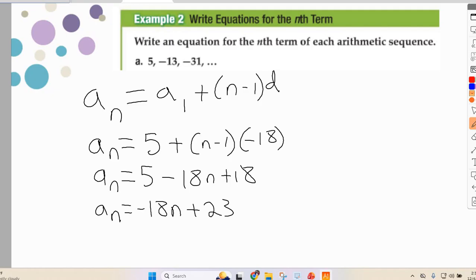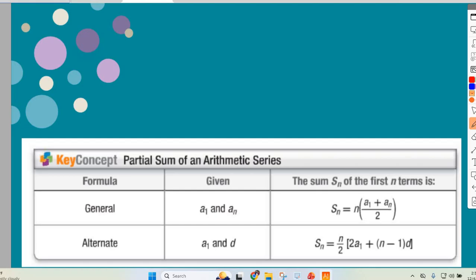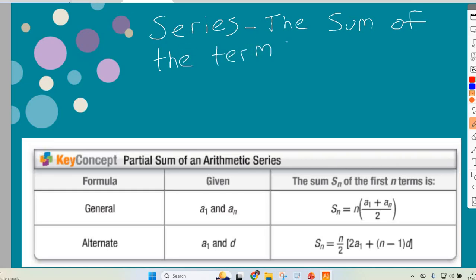So far, so good? Okay. Alright, next up, very related to our sequences are our series. Basically, a series is just the sum of the terms of a sequence. So instead of the commas, like we had 3, 7, whatever, now we're going to have addition signs because we are adding each of those things all up together.